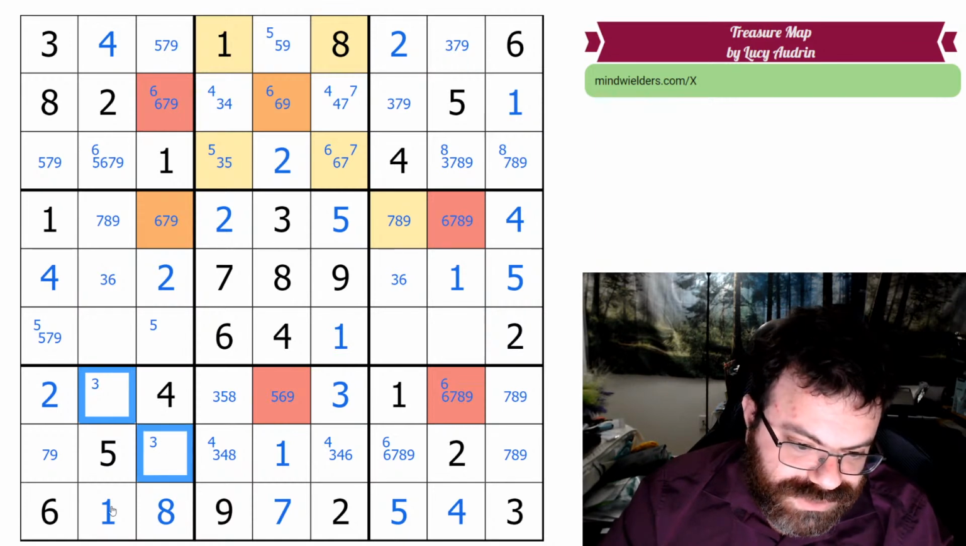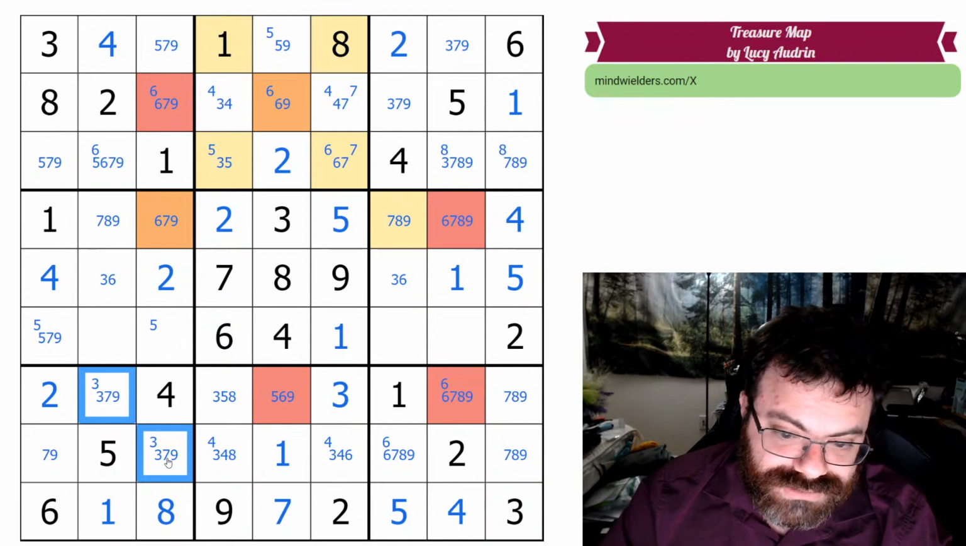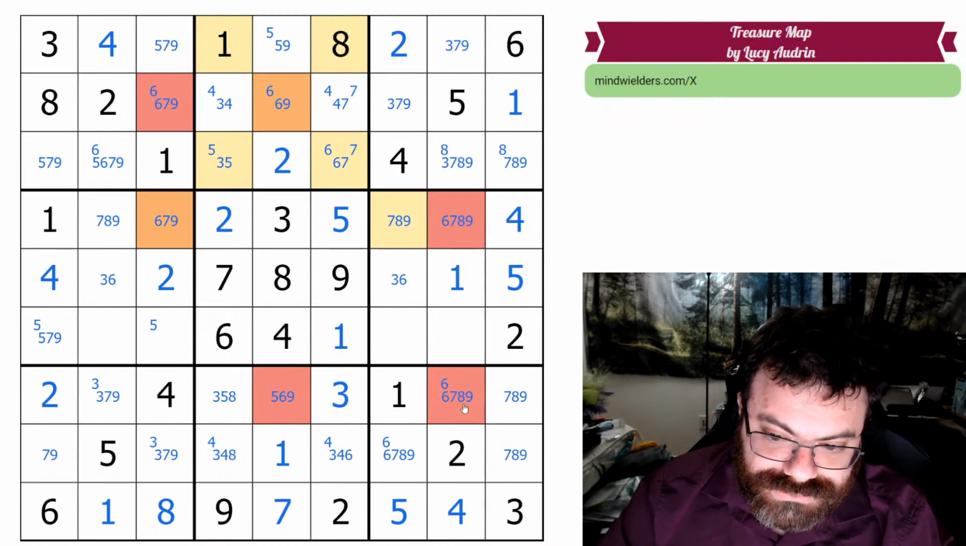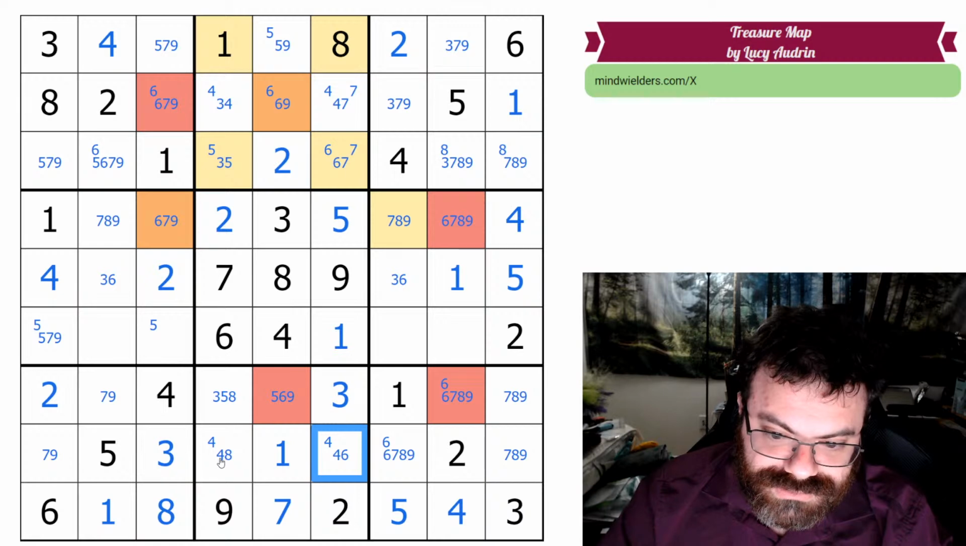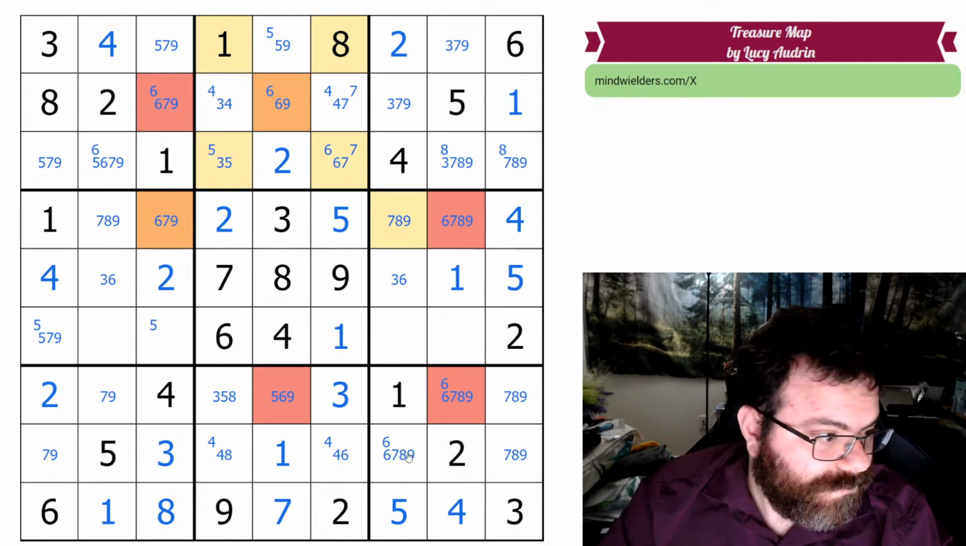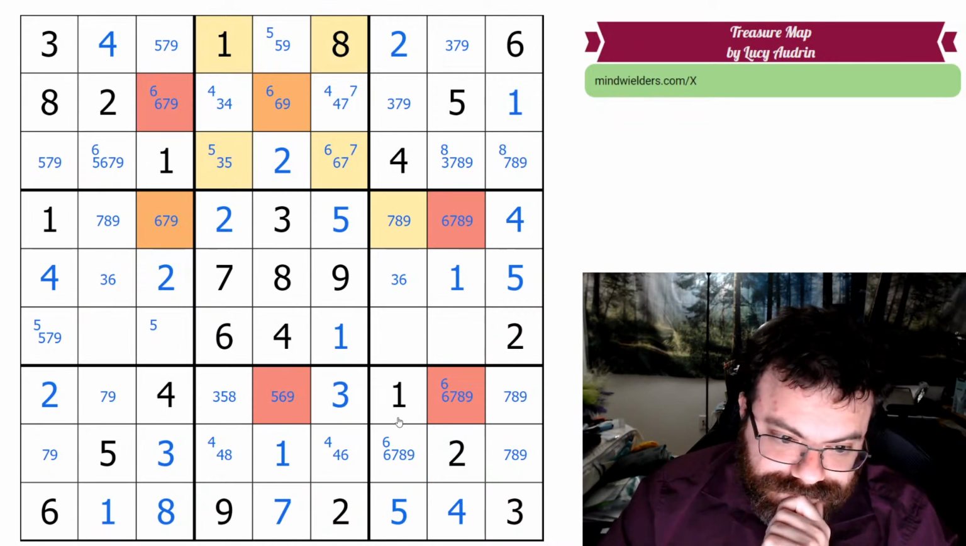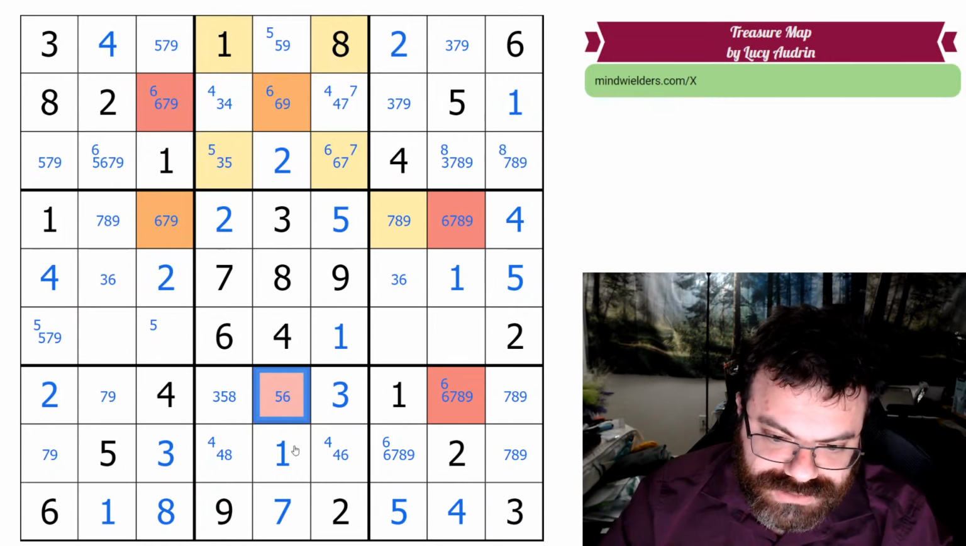In fact, what's this down to? We have 1, 2, we need 3, 7, and 9. Alright. But the 3's done, so that's the 3. These can't be 3. Oh, there's a 9 in this box.